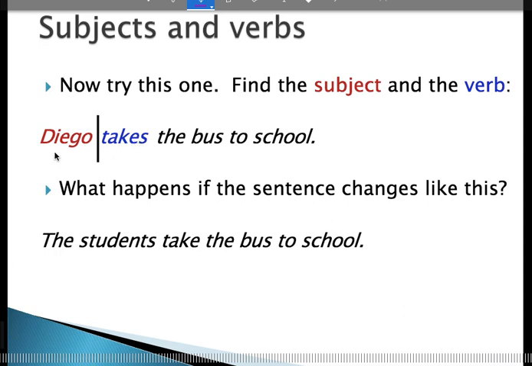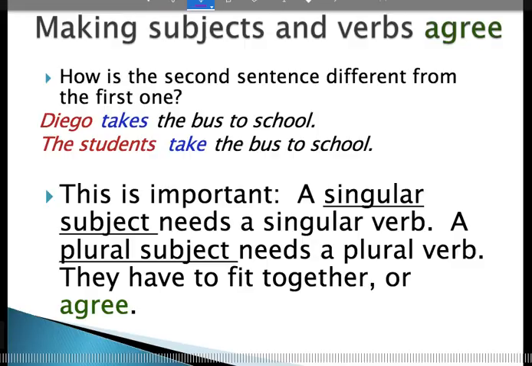But what happens if it changes just a little bit? So instead, we have the students take the bus to school. Okay, same thing. Our verb is take, and our subject would be the students. However, there's an important difference here. So if you look, Diego takes has the S. The students take does not have an S. This is an important difference.